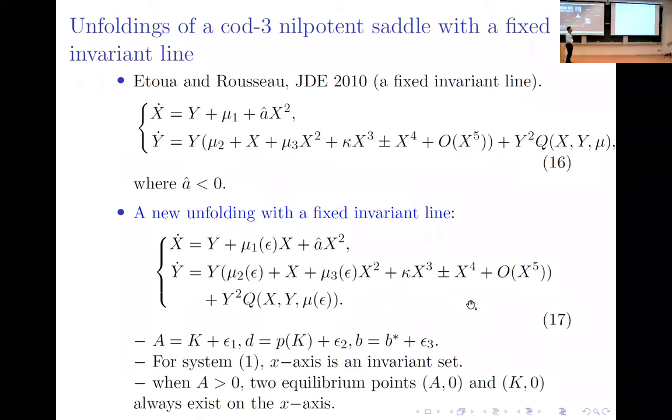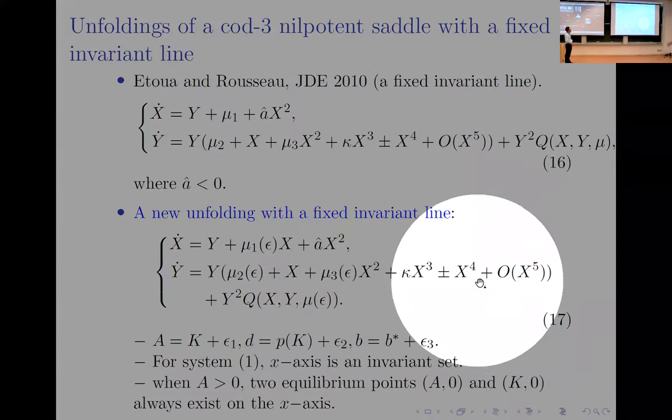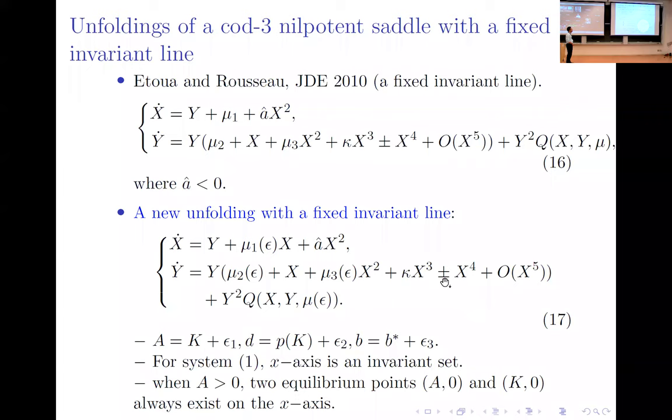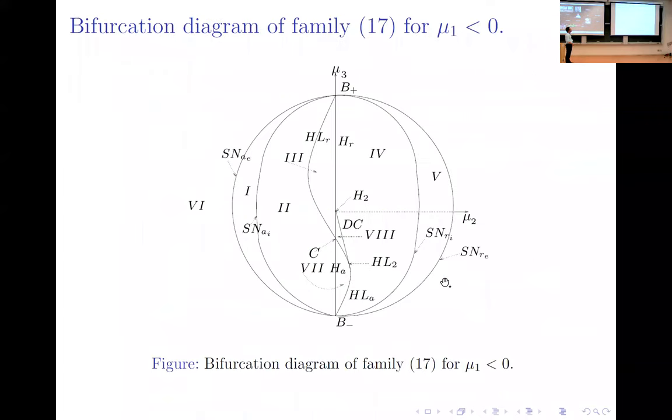But how about the bifurcation diagram for this new unfolding? We just sketched this bifurcation diagram. For mu 1, it's less than 0.